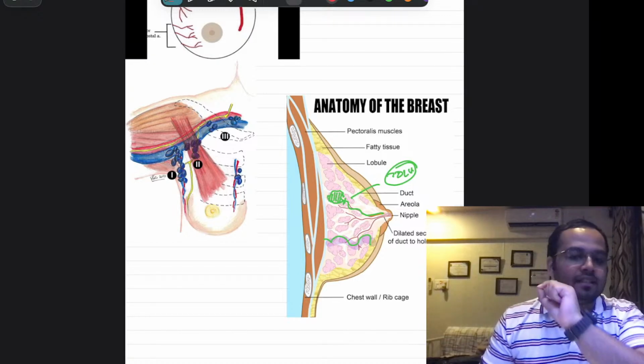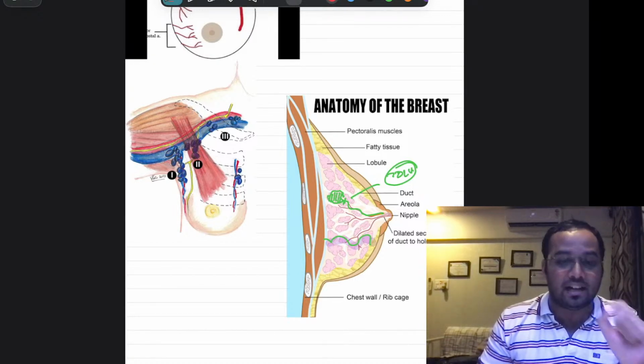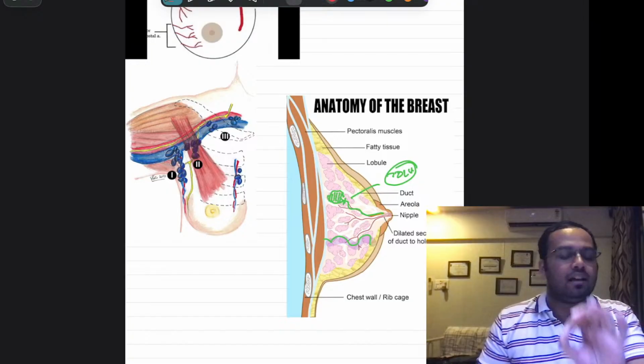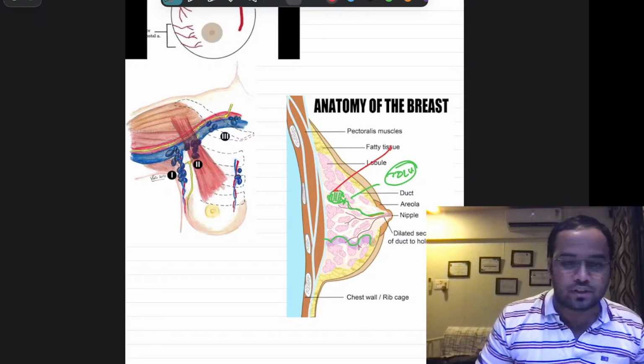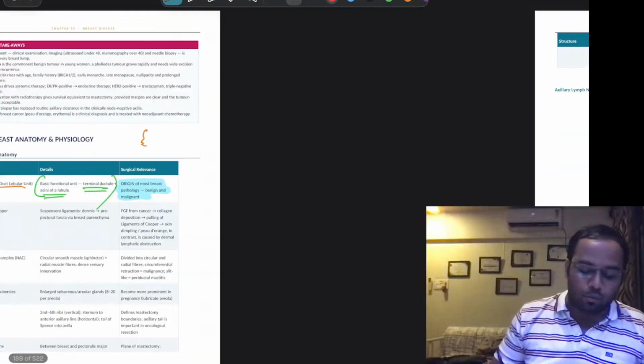So skin puckering is not at all something related to skin malignancy. It is not a sign of skin involvement by malignancy, because the ligaments of Cooper are getting attached.